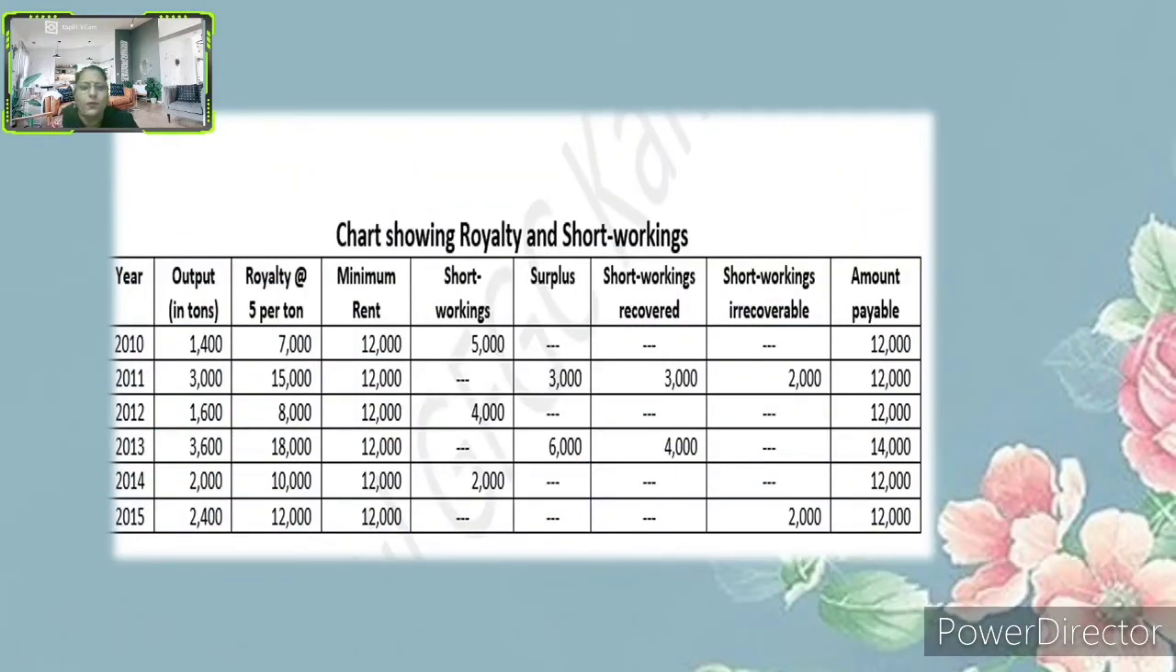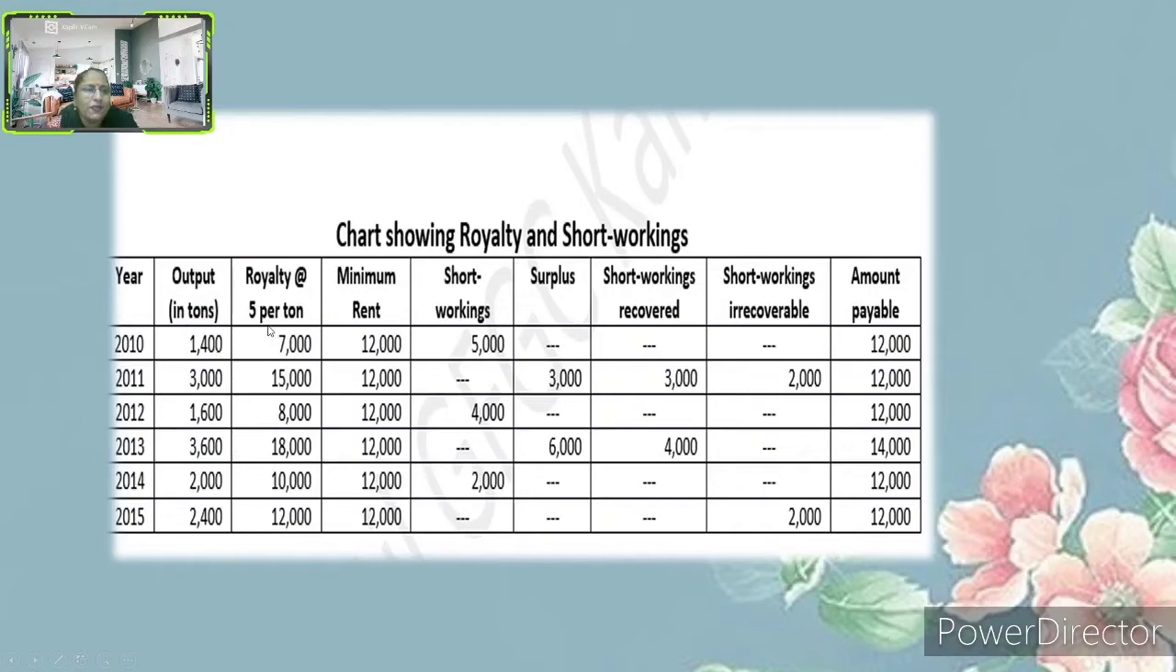Here we have to go according to that chart, that is, the chart showing royalty and short workings. According to the chart, we have to take the various columns. First, the year we have to consider. They have given 2010, 11, 12, 13, 14, 15 respectively. They have given output in tons, that is 1,400, 3,000, 1,600, 3,600, 2,000, 2,400.